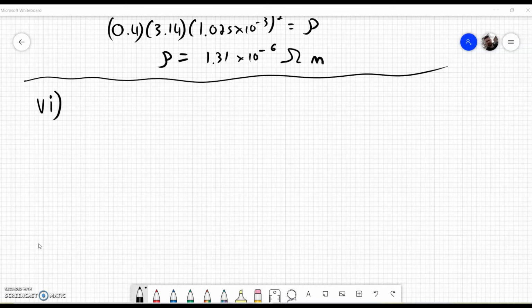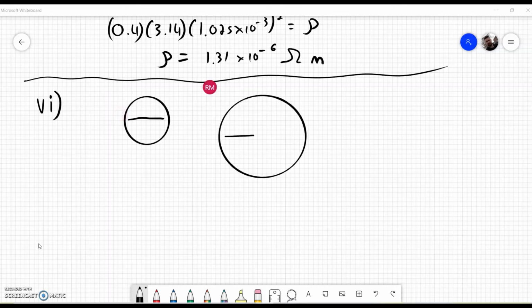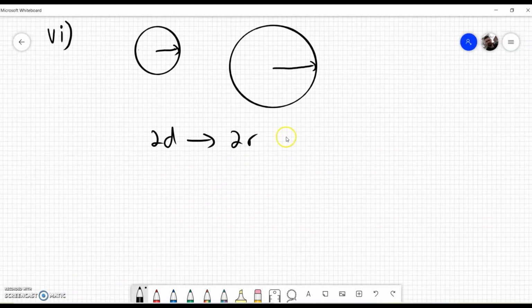So just a quick review of circles. If we have the diameter and we make a circle twice as big, so there we have twice the diameter. But on the same circles, if you have twice the diameter, what that also tells us is that by doubling the diameter, you double the radius. So I'm just going to write 2d leads to 2 times r. So that tells me if I double the diameter, I have doubled my radius.